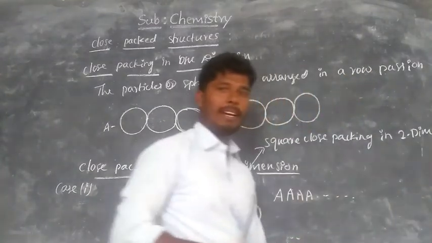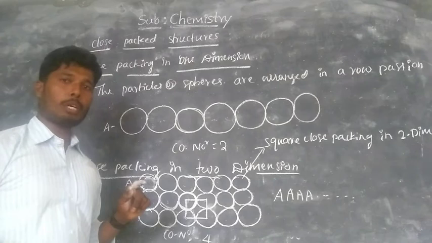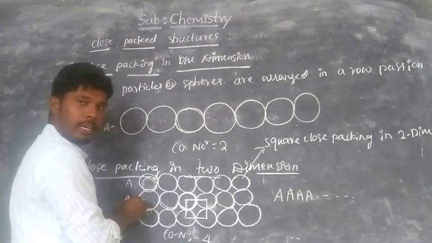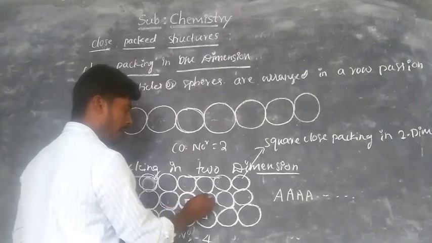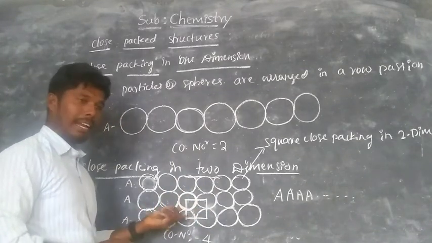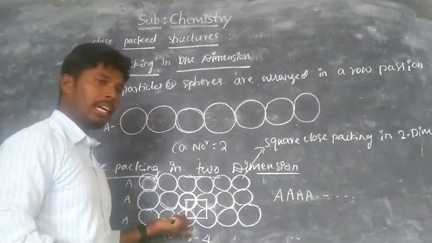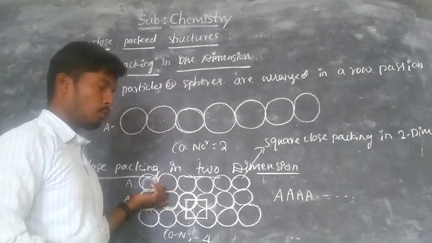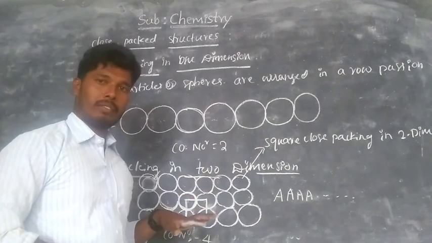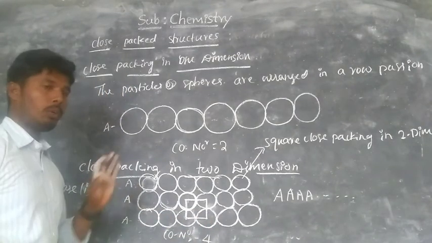So I hope you understand, students. This fashion is called what? Square close packing in two dimensions. Why is it called square close packing? After arrangement of these spheres, you get a square like this. It means the particles are arranged in the form of a square, one layer sitting on top of another, therefore we call it square close packing. Understood? So this is the close packing in two dimensions.